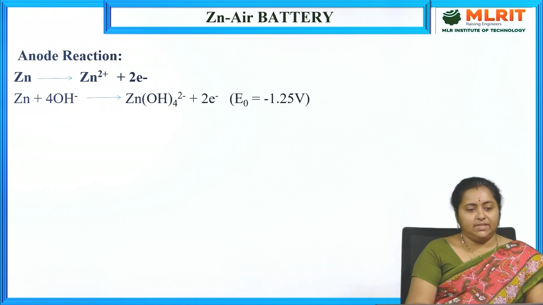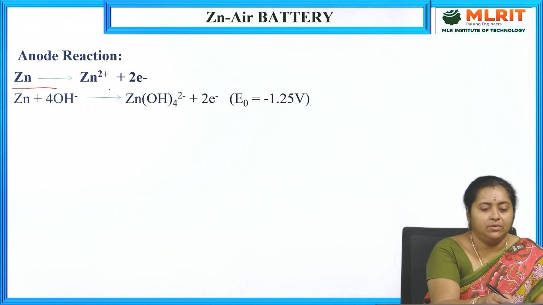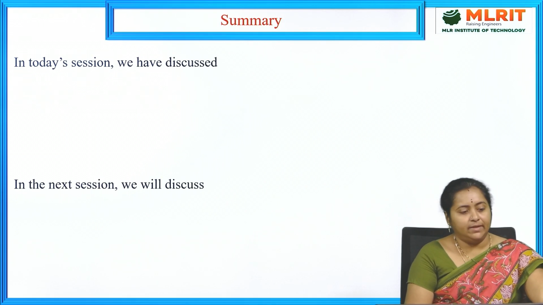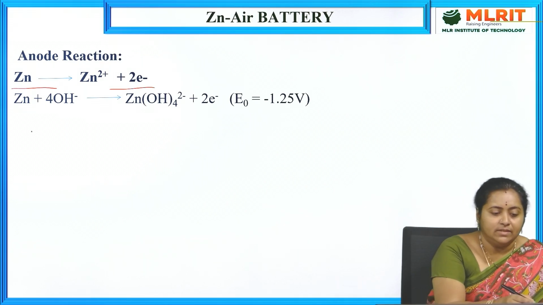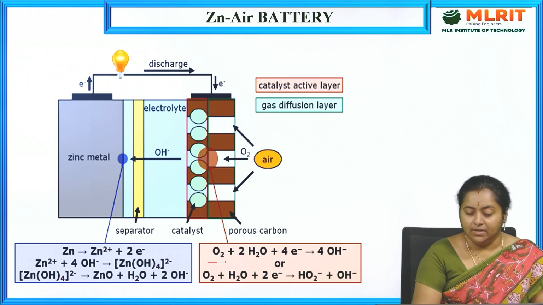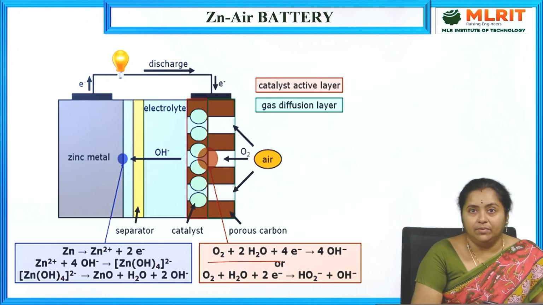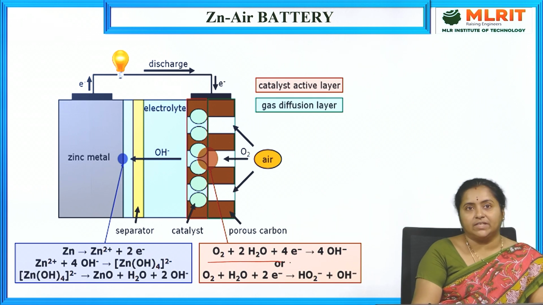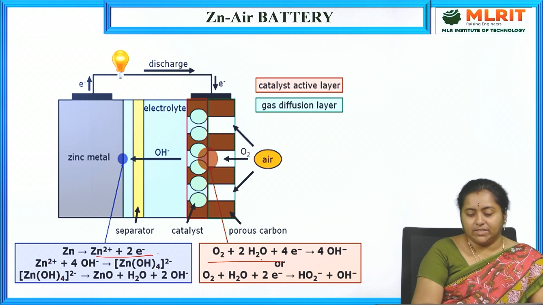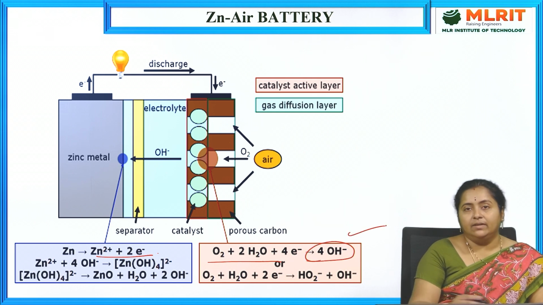If you notice the reactions, as I told you, in the anode reaction the zinc loses 2 electrons, thereby converting into Zn plus 2. And then the oxygen, as in the previous case, the reactions are clearly mentioned here. Oxygen accepts those electrons, which is a reduction. So this is an example of oxidation, and this is an example of reduction. The oxygen accepts the electrons that were lost by the zinc metal, and it generates OH minus ions.